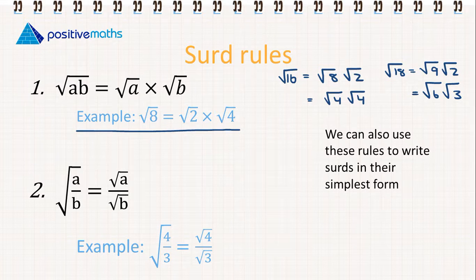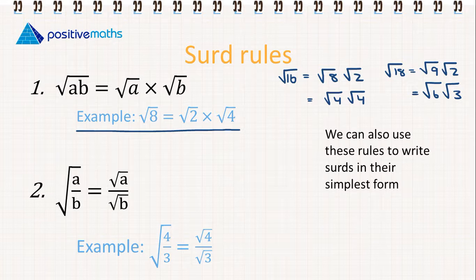Our second rule, it's very similar. If we have the square root of a fraction, so a over b, we can break it down into the square root of the numerator divided by the square root of the denominator. So our example, the square root of 4 over 3. This is equal to the square root of 4 over the square root of 3.